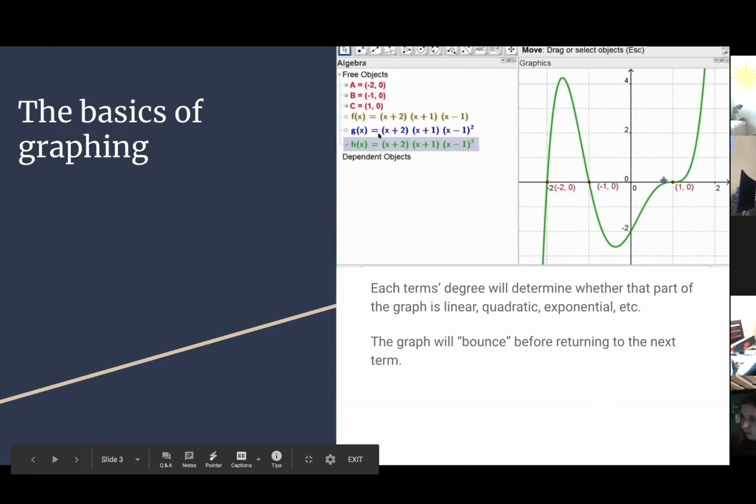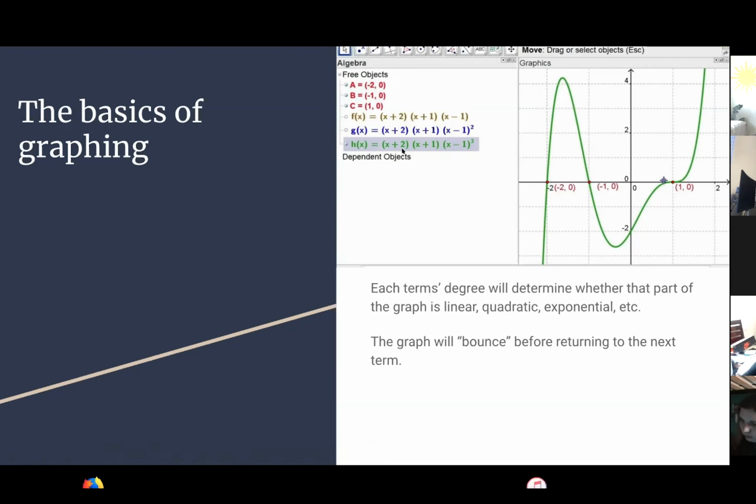So in this example, this term has an exponent of 1. So the x-intercept is -2. And then the exponent of 1 means it's linear. So there's a line going through the x-intercept of -2. And same with this term, the x-intercept is -1 and it's linear. So there's a line going through it. And then this term is cubic, so it has an x-intercept of 1, and it is a cubic shape going through it.